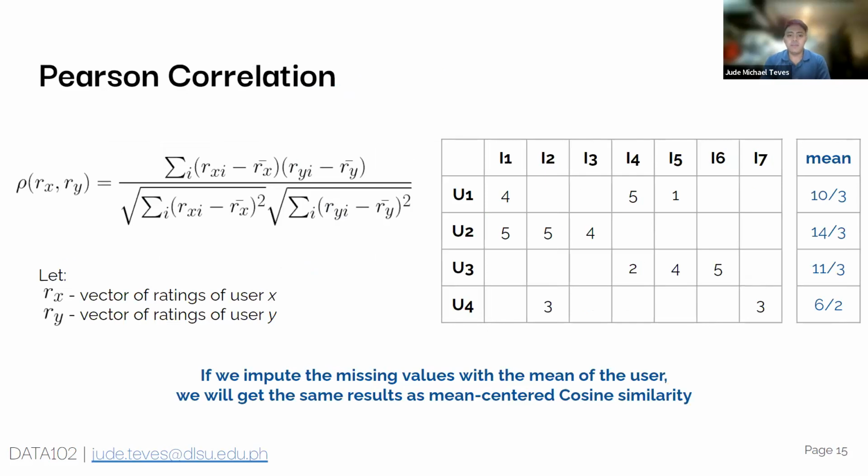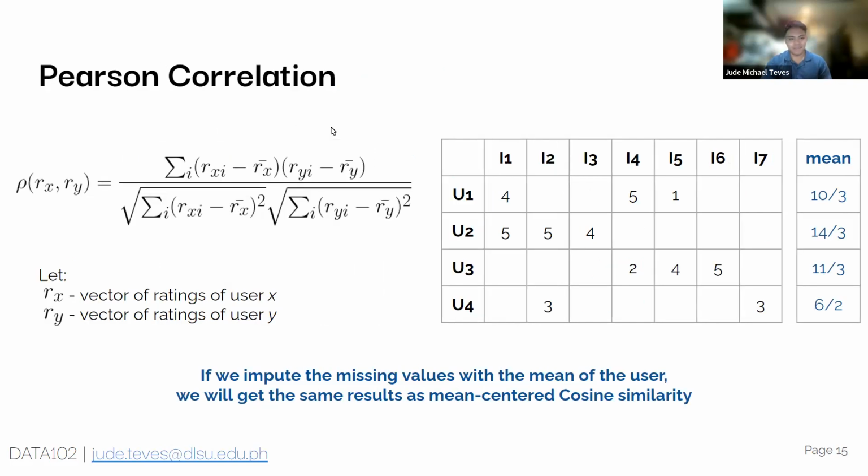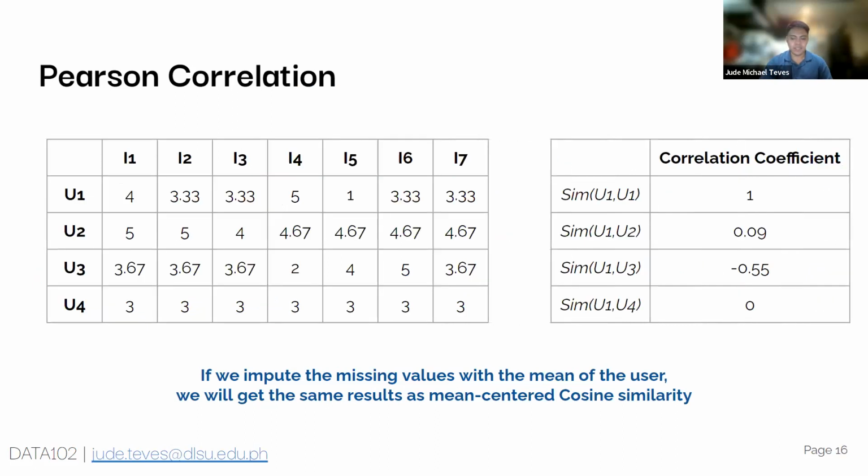But finally, we have Pearson correlation. This is the formula for that. If we impute the missing values with the mean of the user, we will get the same results as the mean-centered cosine similarity. So Pearson correlation is basically the earlier variation that we had, the mean-centered cosine similarity. You will end up with the same values.